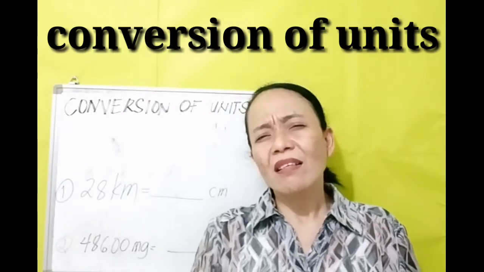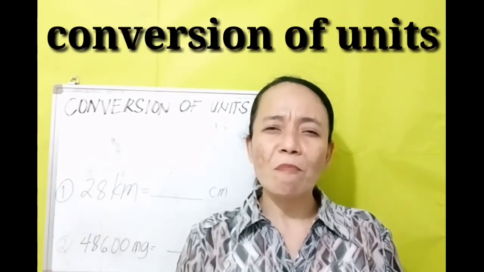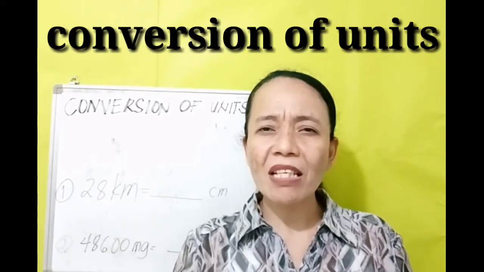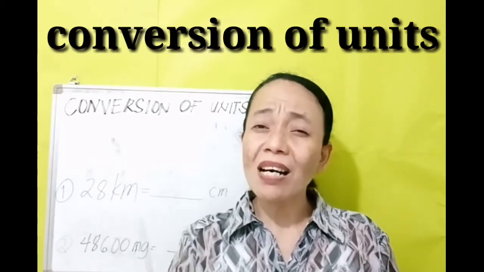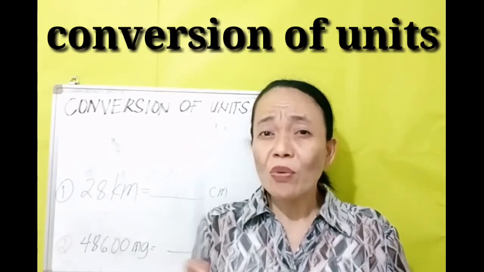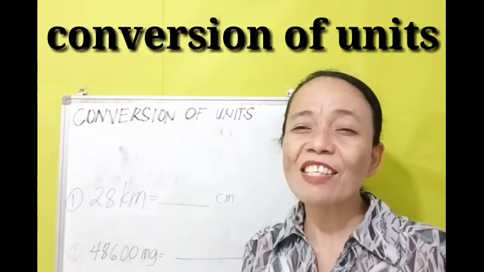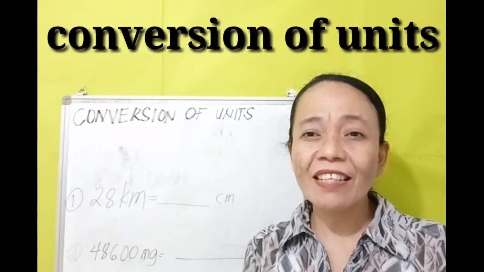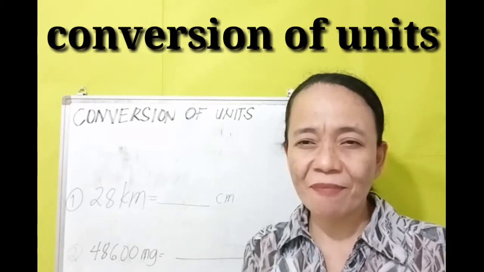There are different systems of units available worldwide. We have the imperial system of units, the US system of units, the metric or the SI, and the British or the English system of units. But we're going to concentrate only on these two systems of units, the metric and the English. So let us start now. Let us first convert metric to metric, then metric to British, and British to metric.